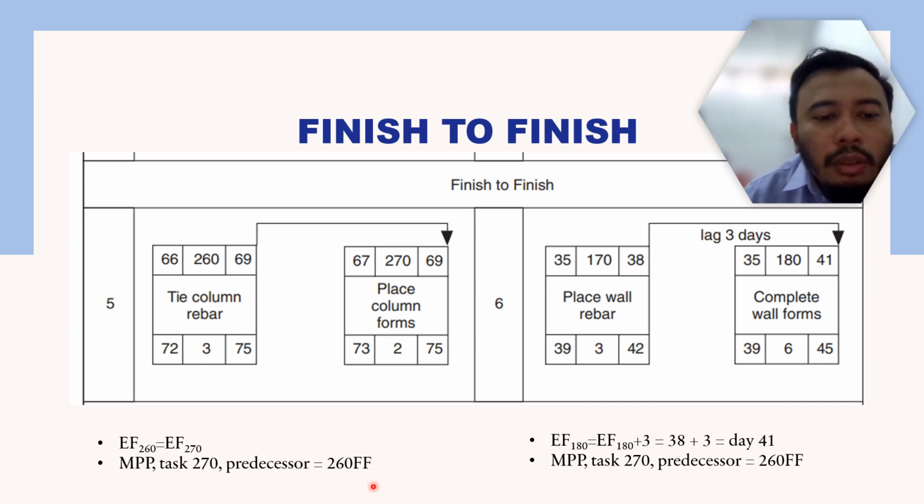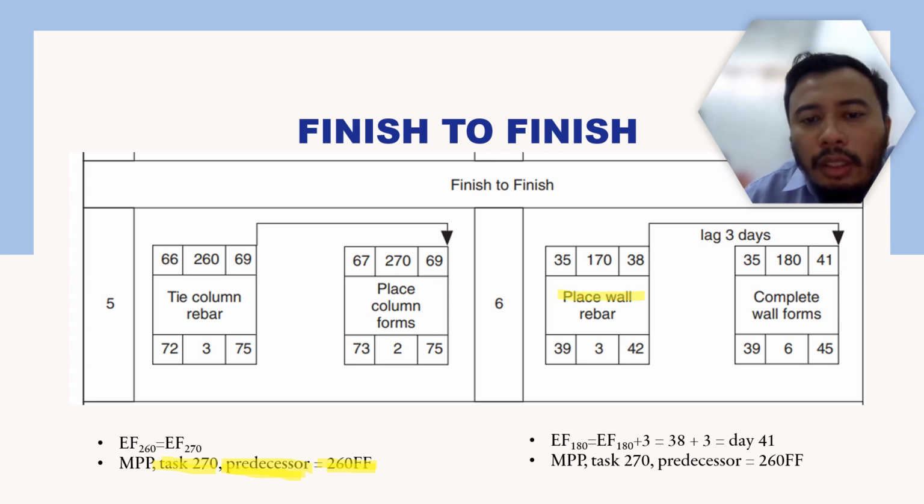It is a form of activity relationship. In Microsoft Project, you can write it down. For example, if you are setting it on task 270, in the predecessor column you need to write 260FF. This gives the coding to Microsoft Project so that the two activities will finish concurrently. You can also add a lag of 3 days.